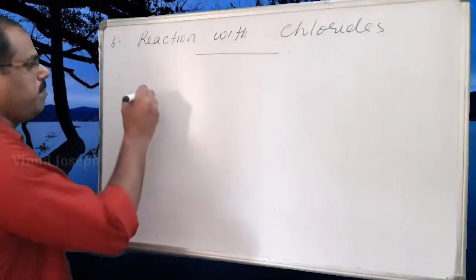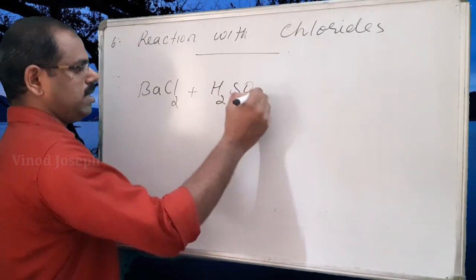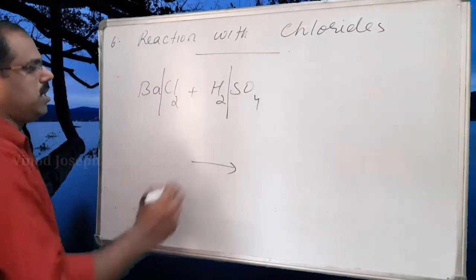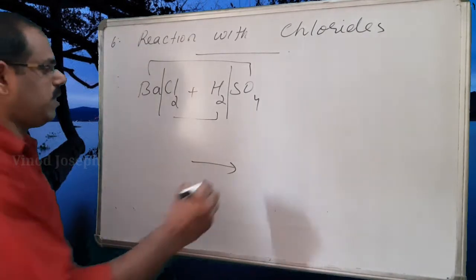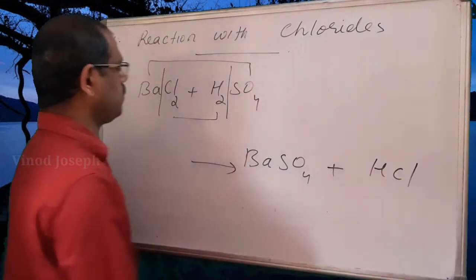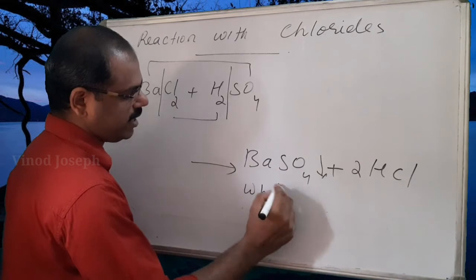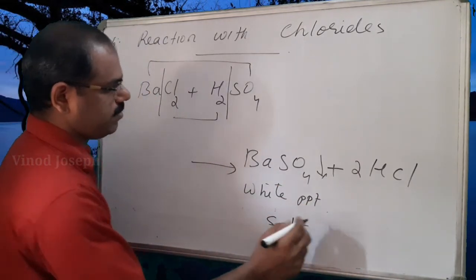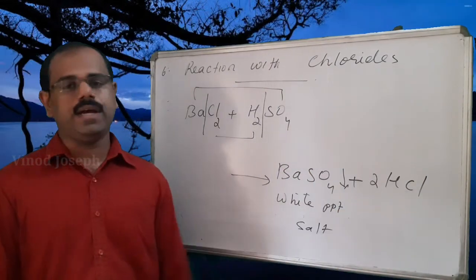How do chlorides react with acids? We have barium chloride with sulfuric acid, H2SO4. Of course, it is also a double decomposition reaction. Barium with sulfate and hydrogen with chlorine. So what we get is barium sulfate plus 2HCl. It is a white solid, a white precipitate, a salt. We get a white precipitate of barium sulfate and hydrochloric acid.